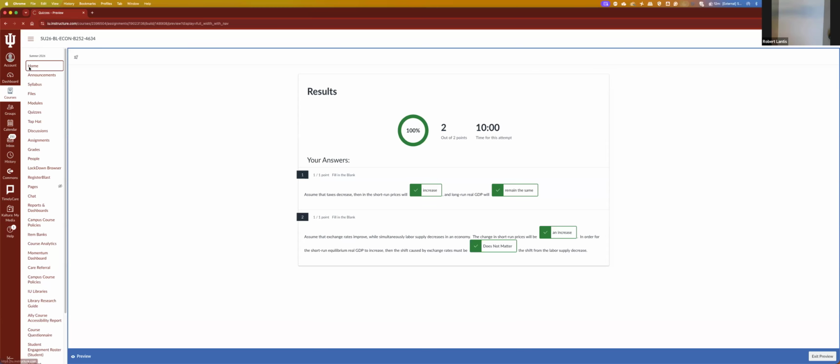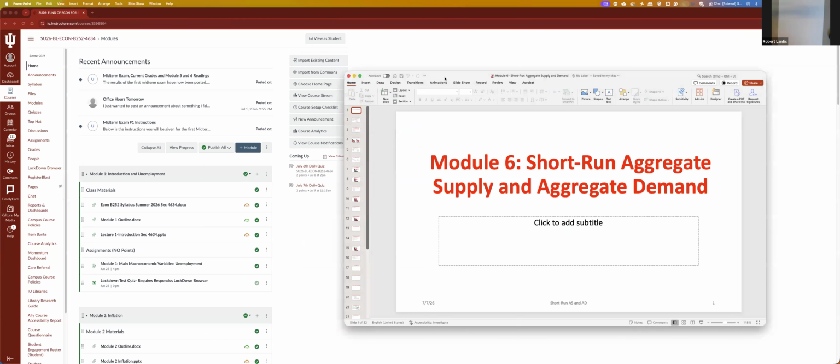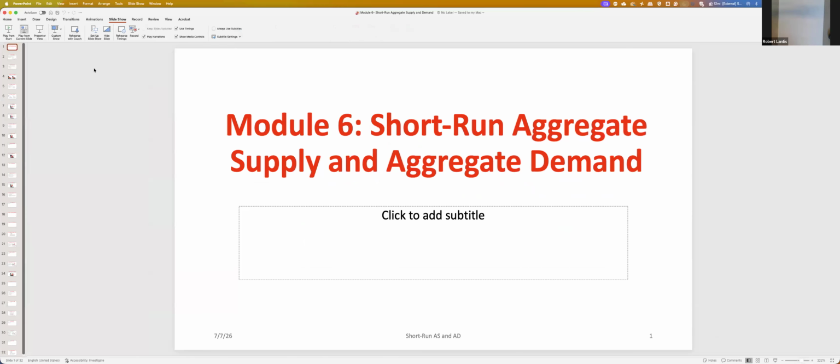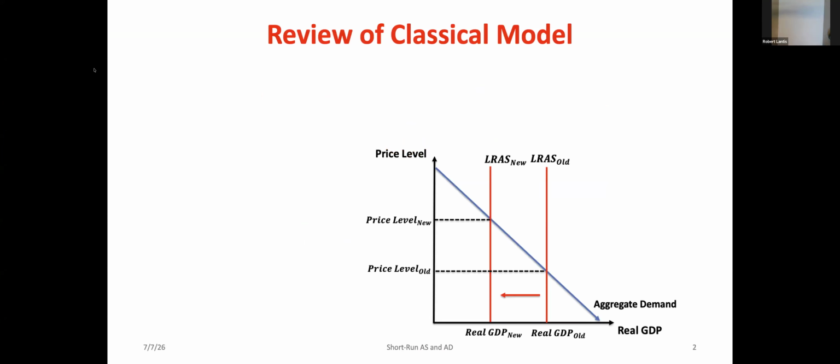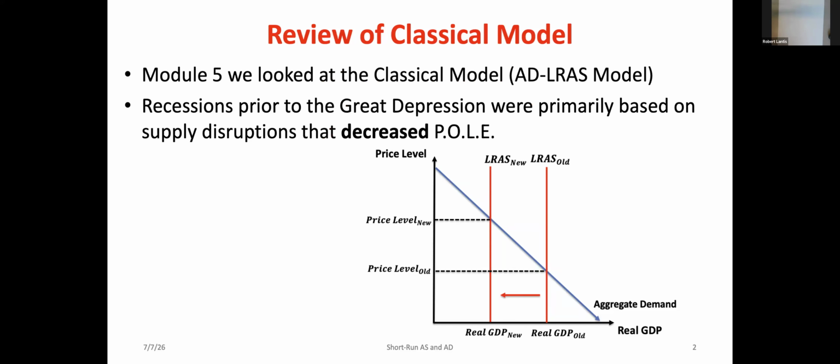Okay. So go back to the home page here. We'll pull up module 6 slides and we'll dive into module 6. So in module 6, we're going to start to make a differentiation between long and short run prices and GDP. Going back to review, when I have shifts in long run aggregate supply, that will change our real GDP in the long run, and it changes our price level. So this was our classical model. We didn't define it as this in module 5, but this is the model we were looking at. It does a pretty good job of making predictions in the long run over a long period of time.